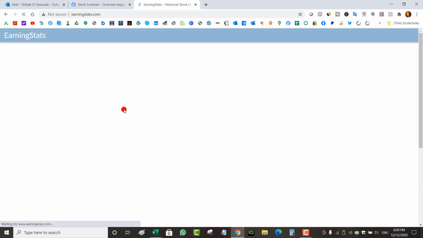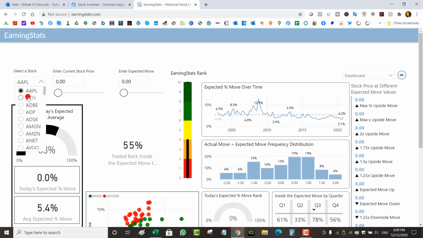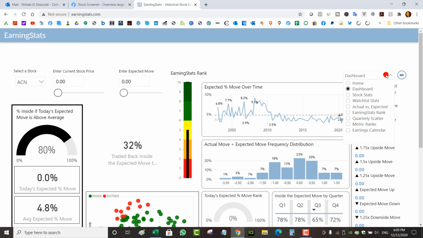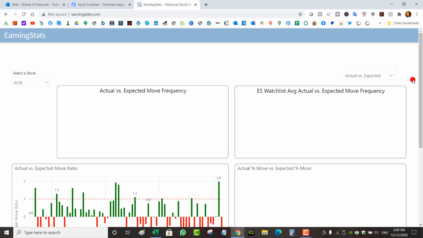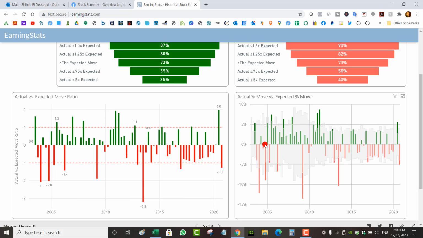I also use a website called Earnings Stats. It doesn't have all the stocks, but usually has the common ones just to see how these stocks performed in the past. So let's look at ACN, for example. And then on dashboard here, I'm going to look up actual versus expected. I like to look at that chart. It's simple. And here you could see that most of the time it goes up after earnings. It goes down sometimes as well.